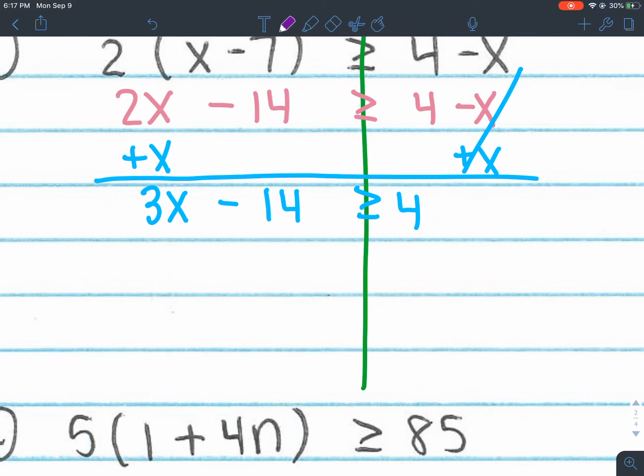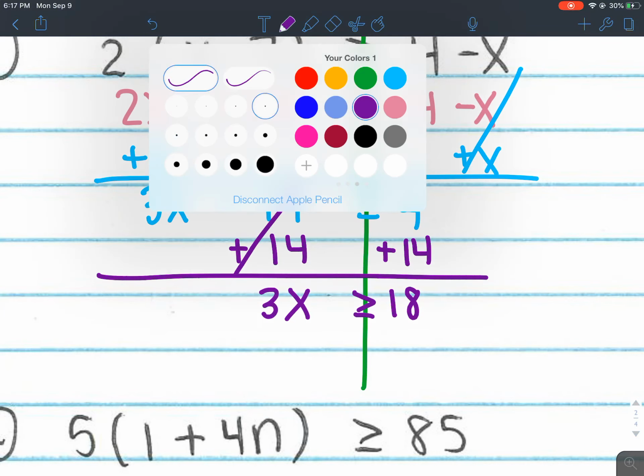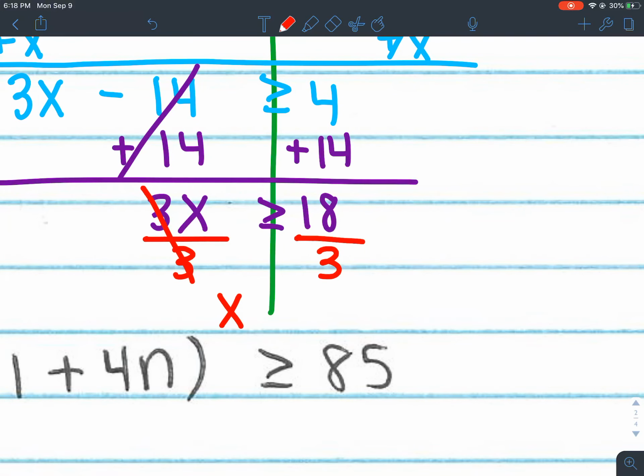Moving on, I'm going to move my 14 over by adding 14 because it's already negative. Cancel those out. I have 3x is greater than or equal to 18. And my last step here is I'm going to get my x by itself, and 3 and x are combined by the operation of multiplication, so I do the opposite by dividing. And I have x is greater than or equal to 6. So that is my answer.